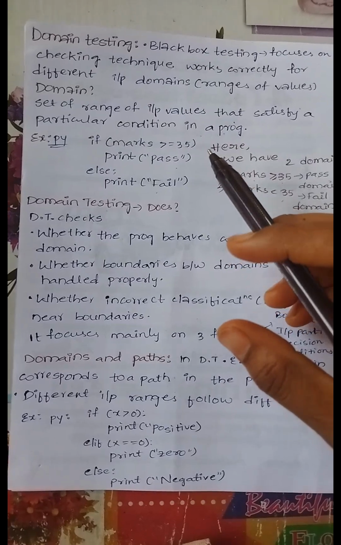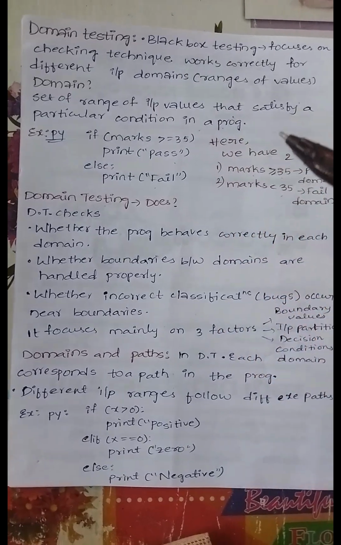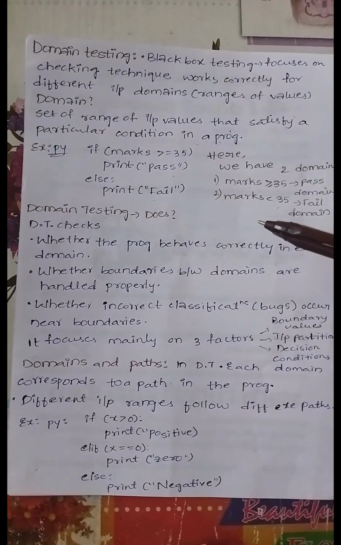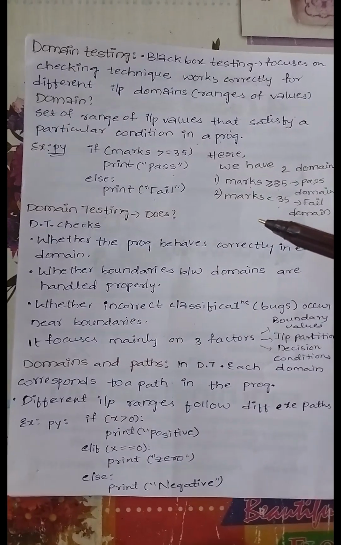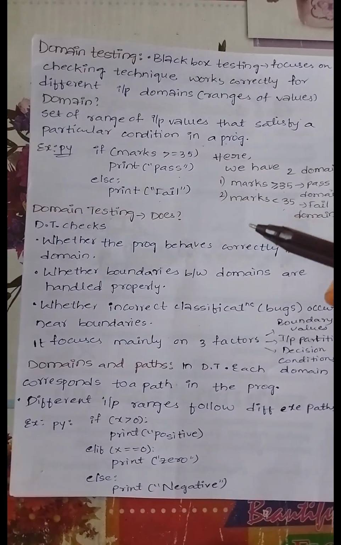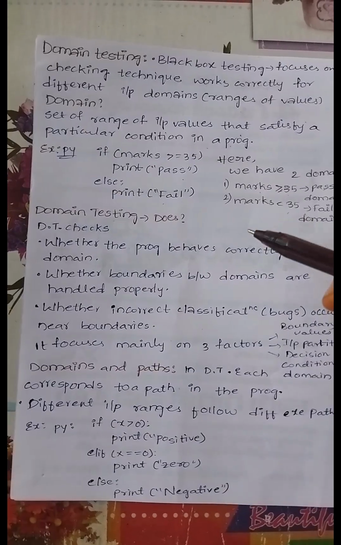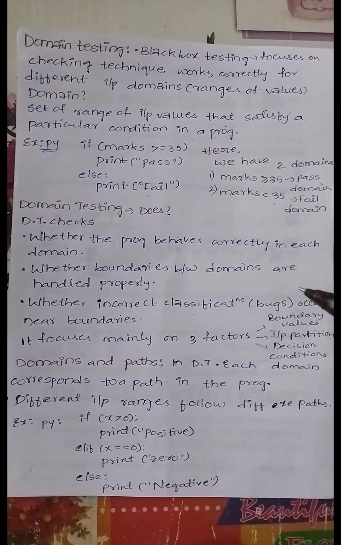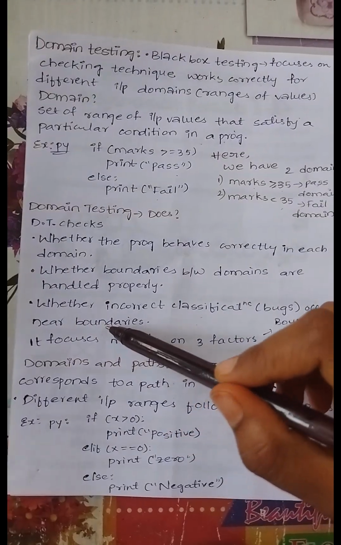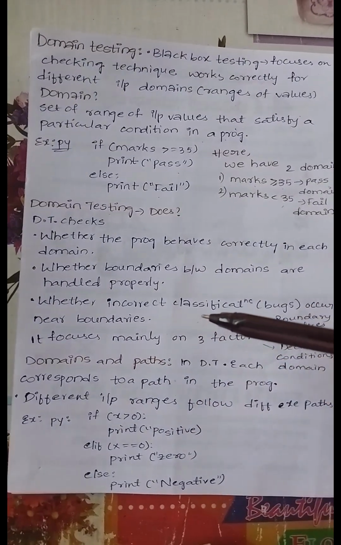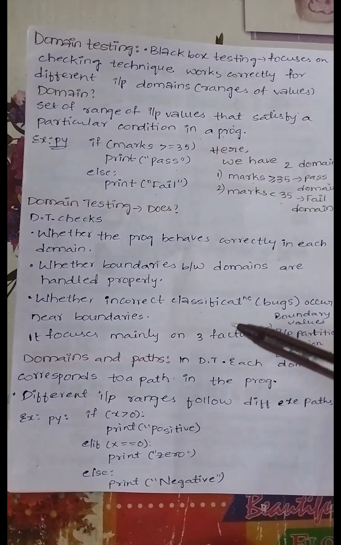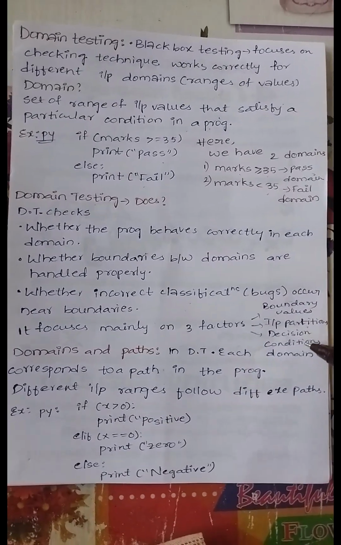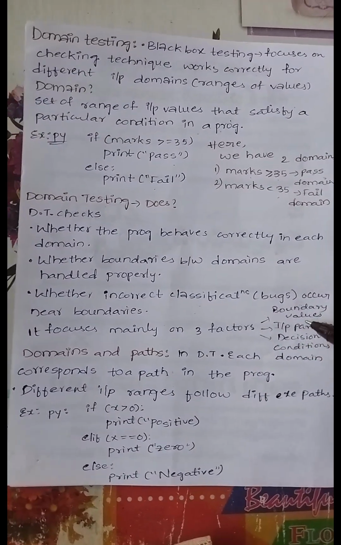It is a testing technique used for different input values. If the condition is satisfied, then it will print one statement. If it is not satisfied, then it will print another statement. It checks whether incorrect classification or bugs occur near boundaries. It mainly focuses on three factors: boundary value, input partition, and decision condition. These are the three factors.